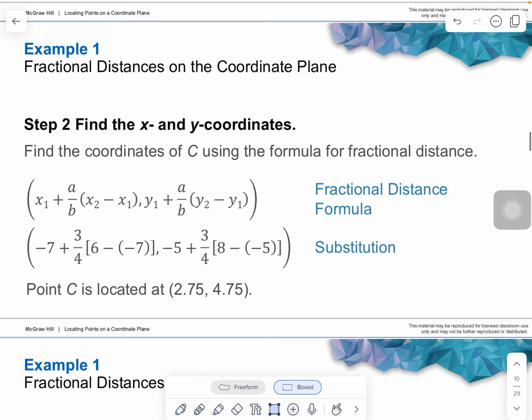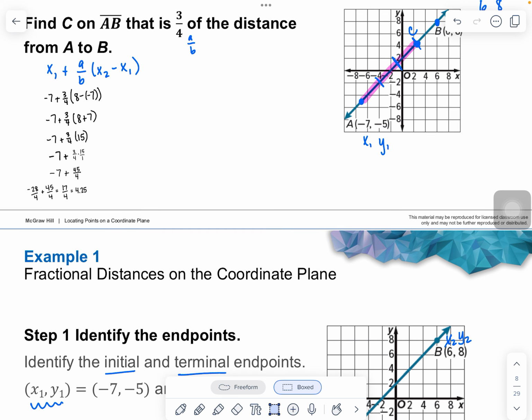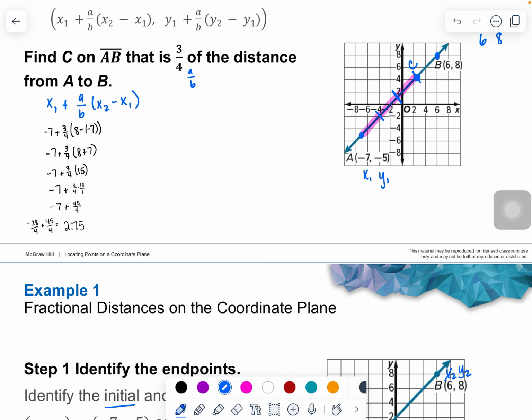Go too far. 2.75. So I did my math wrong. 2.75. Right in here. 2.75. Okay. Next up is doing the y's. So let's go ahead and do the x, the y.